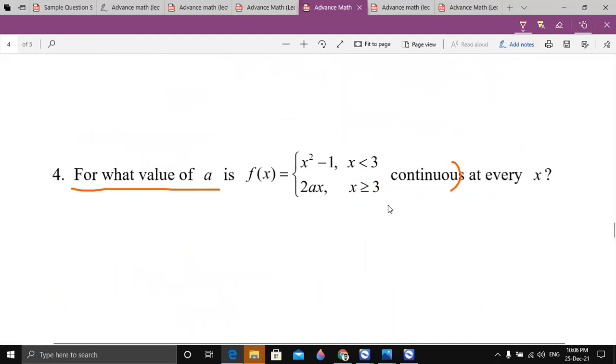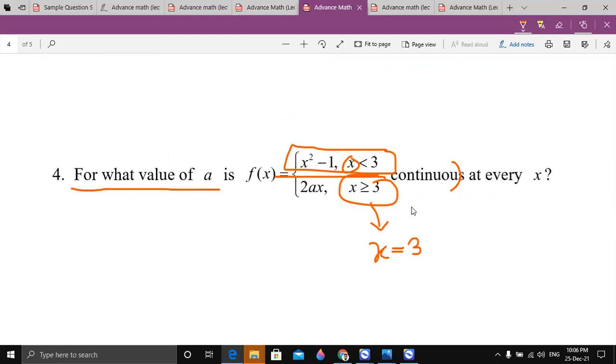This is the condition. So the left hand limit will be this one, right? So here you need to find the value of x. Value of x is 3, right? So this is our left hand limit because here x is less than 3, and this is our right hand limit because here x is greater than or equal to 3. Now you have to calculate the left hand limit and right hand limit.